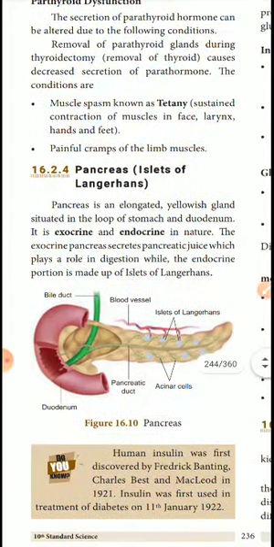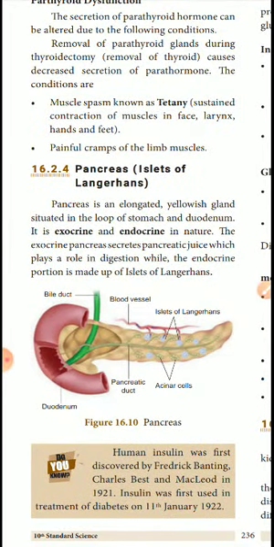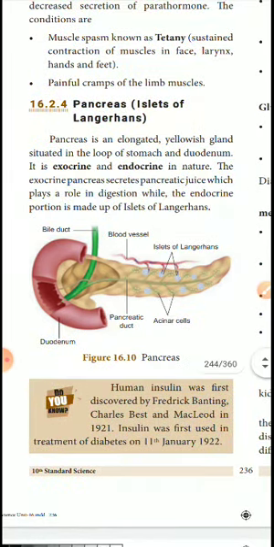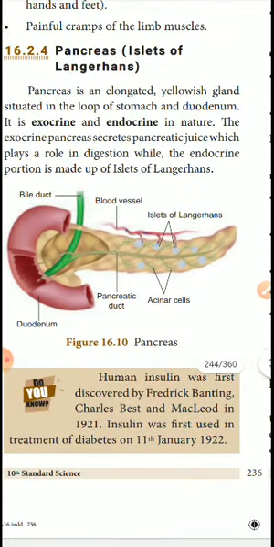Okay, the islet of Langerhans, endocrine and exocrine, we already discussed. It is a yellowish gland. When you cut chicken, you see this yellow part. It is made up of the islets of Langerhans. This leaf-like structure is what we call the islet of Langerhans.